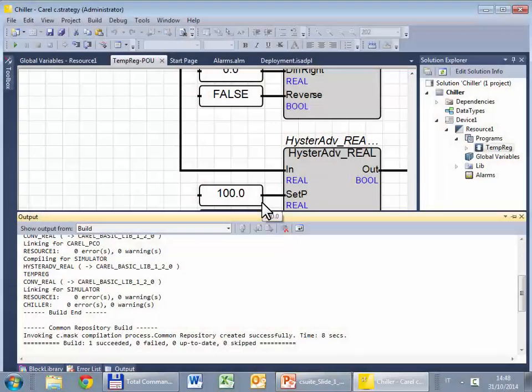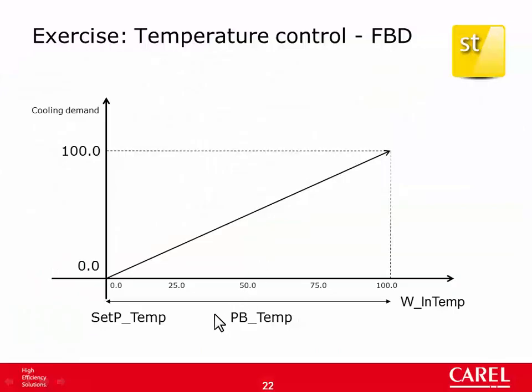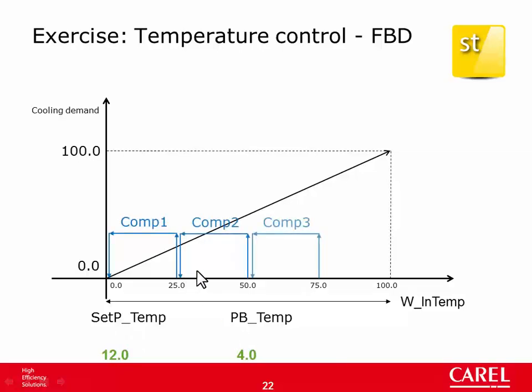In this video, we will see how to simulate the software in the PC, while in exercise number 7, we will see how to do it in the real physical target. In simulation, we can check if the strategy behaves as we expected. So we will set the set point to 12 degrees and the proportional band to 4 degrees, so one degree for each stage.